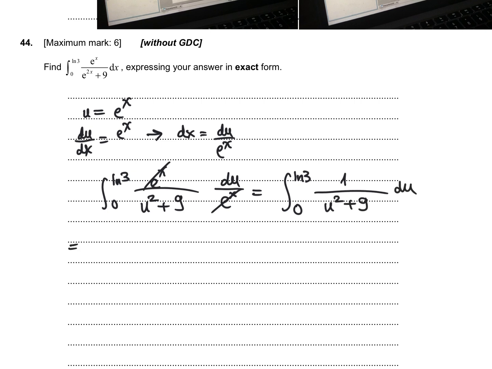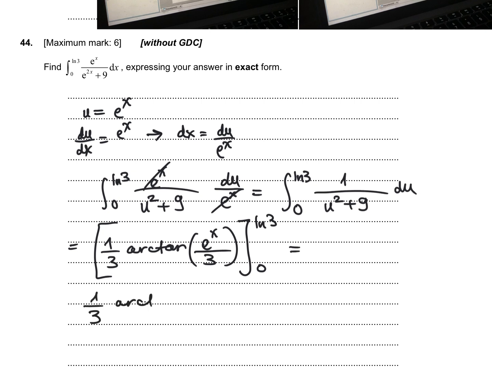This is arctan. So we're going to have 1 over 3 arctan u, which is e to the x, over a, which is 3, and that we want to evaluate from 0 to natural log 3. So we have 1/3 arctan e to the natural log 3 is just going to be 3 over 3, which is 1, minus 1/3 arctan 0.